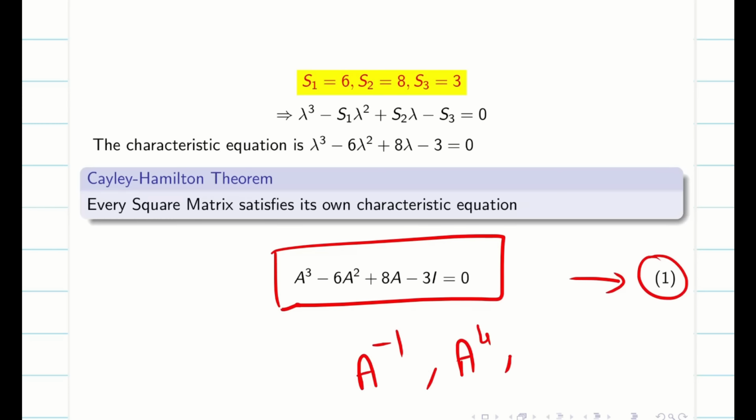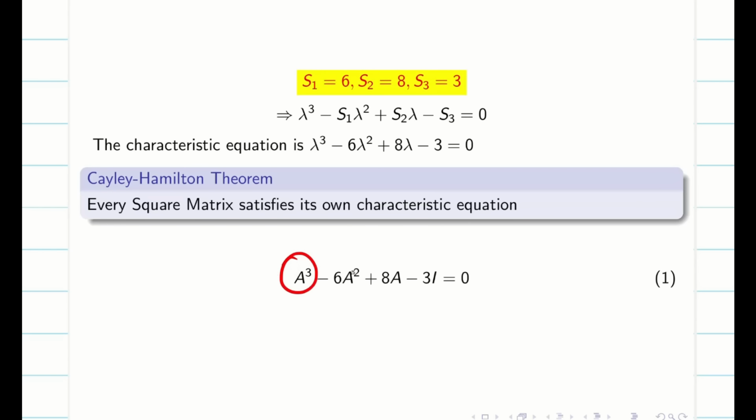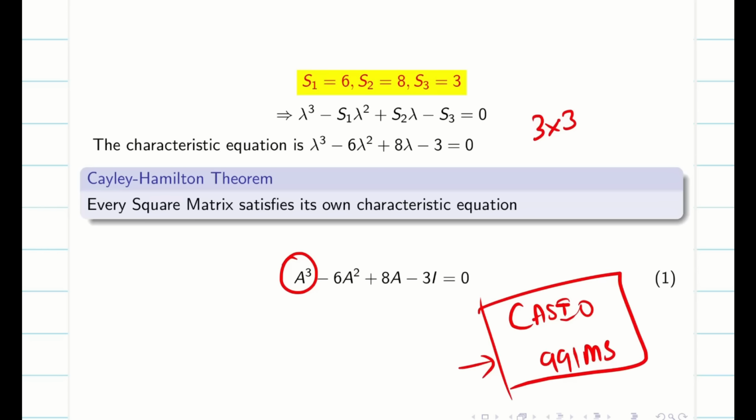Now we have to think a little. Doing matrix multiplication is not an easy job. When we go for a 3 cross 3 matrix, it is going to be a little tough. So that's why I said we can go for calculator tricks. The calculator is there. I am just using Casio 991 MS. You can use any equivalent which has provisions to do matrix multiplications.